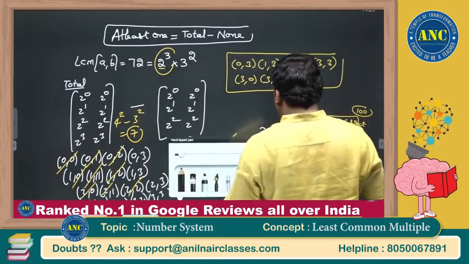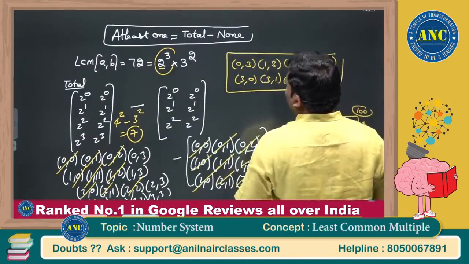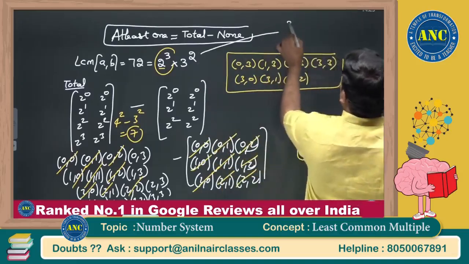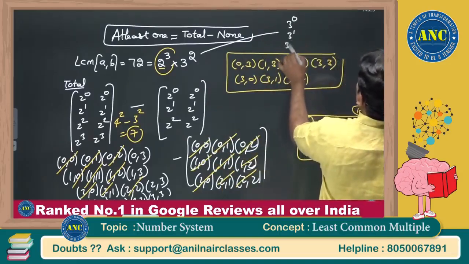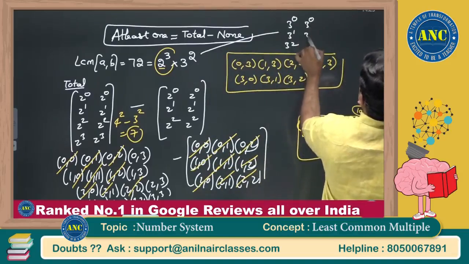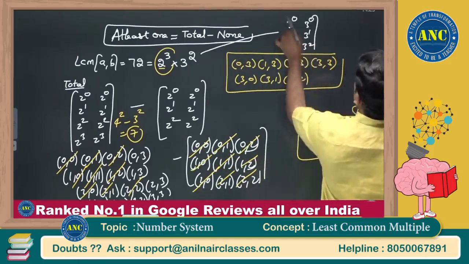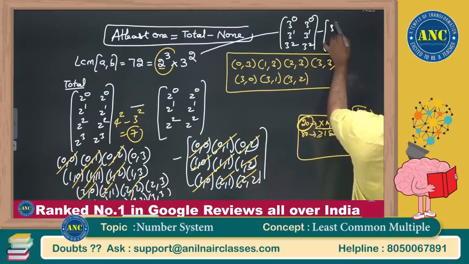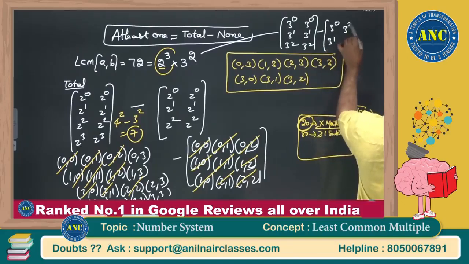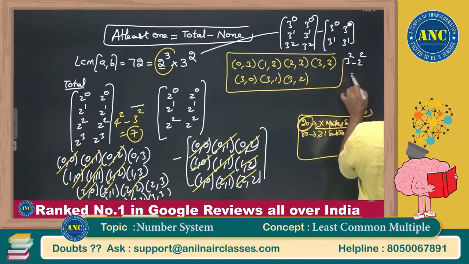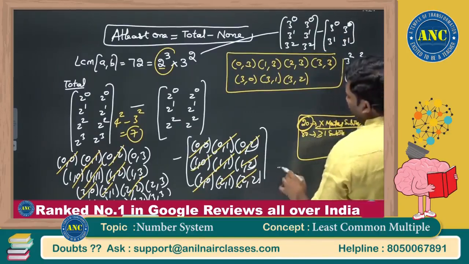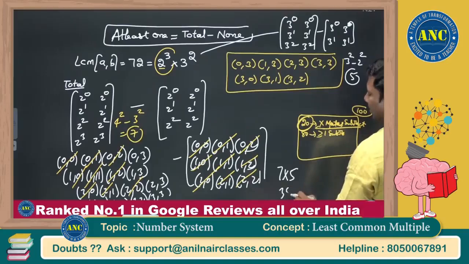Similarly, 3 power 2. Tell me the answer for 3 power 2. Total minus none. Total will be A takes 0 to 2 or B takes 0 to 2. Minus none. None means B will not take 3 power 2, so 3 power 0, 3 power 1. 3 square minus 2 square, 9 minus 4, 5. Answer is 7 5s are 35.